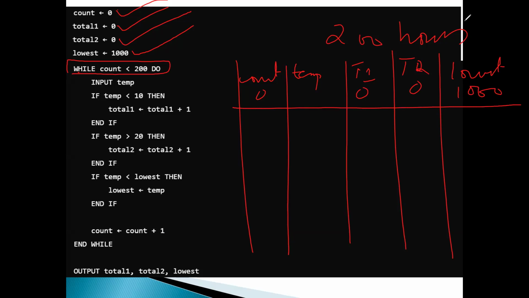So count 0 less than 200. Is this true or false? 0 less than 200. Is this true or false? True, na? So control will come here. Input temp. I am giving 100. Then it will compare this one. So 100 less than 1000. Is this true or false?